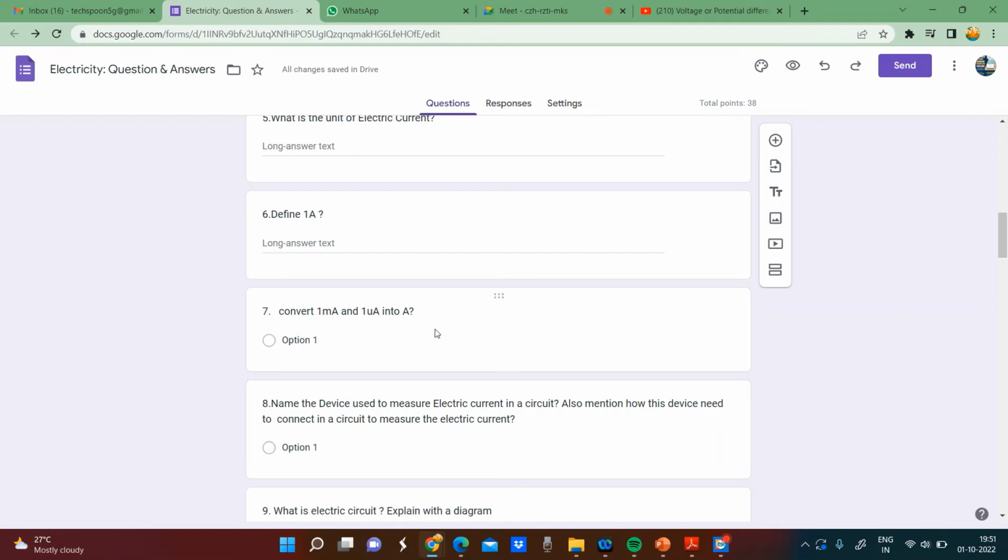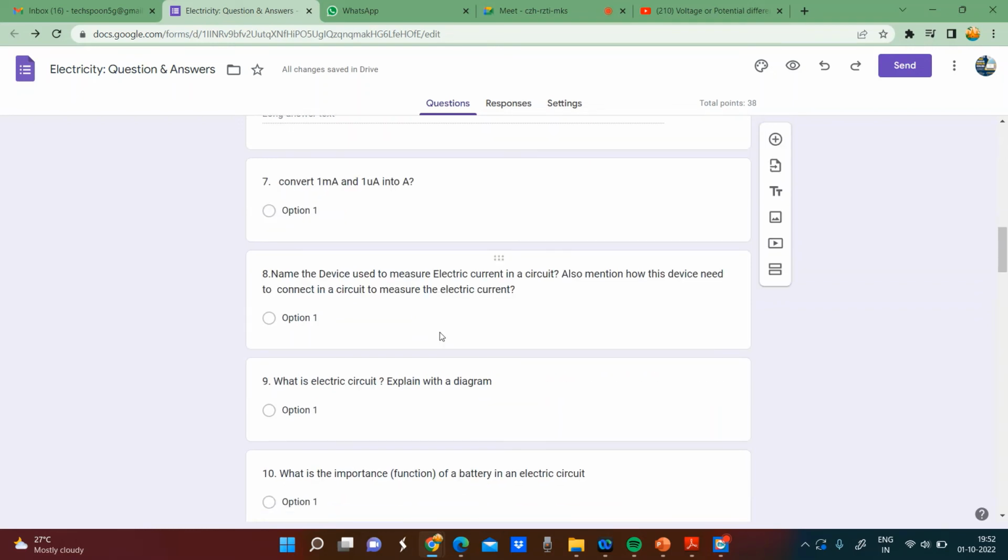Tell me. 10 raised to minus 6 ampere. Yes. 1 into 10 to the power minus 6 ampere. Milli is 10 to the power minus 3. Micro is 10 to the power minus 6. Nano is 10 to the power minus 9. Okay. Milli, micro and nano.